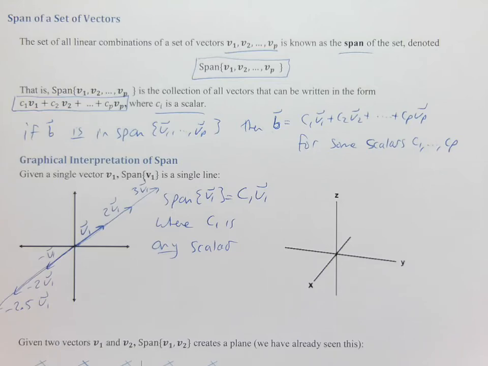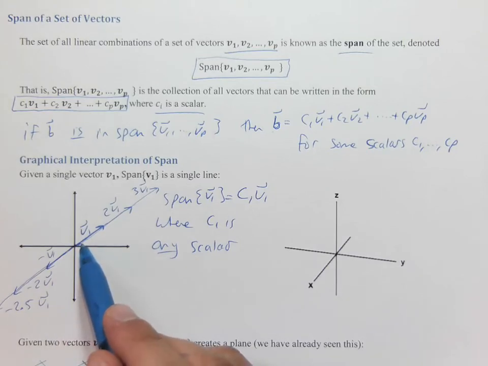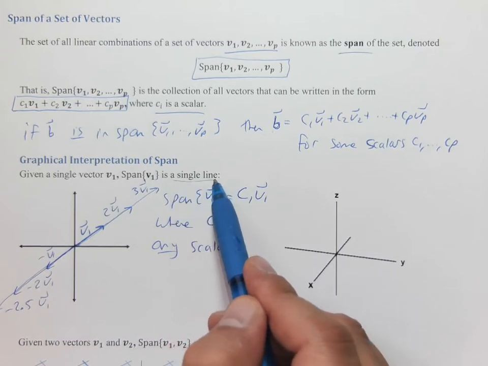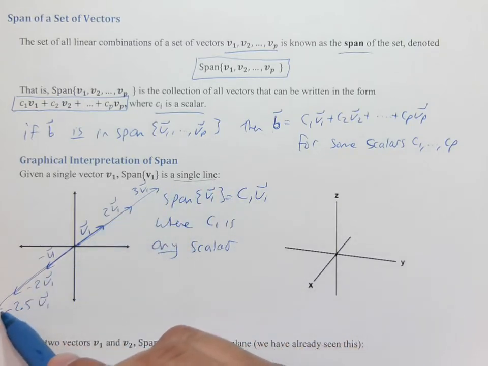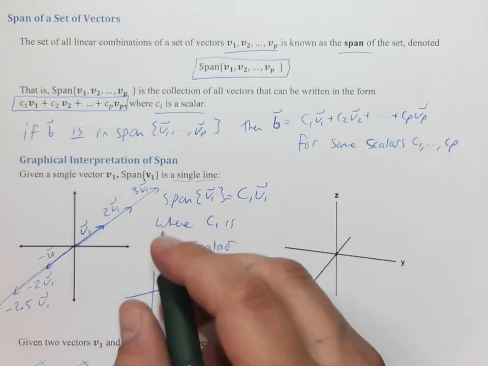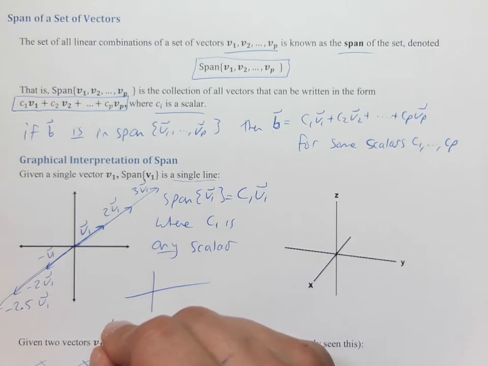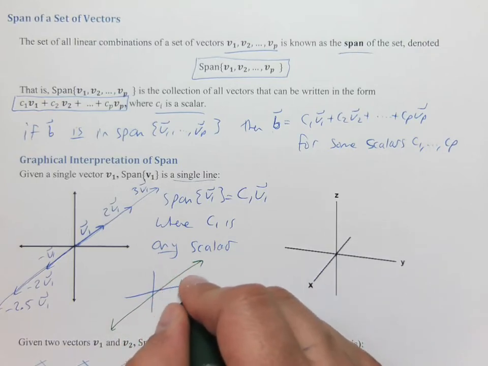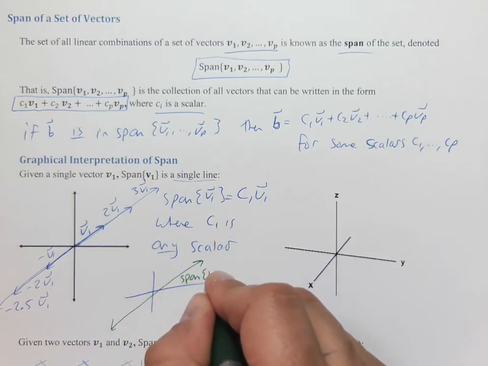Right? So if we take a vector v1 and we do the span of that, it just creates a single line, right? It just extends that vector in both directions. And so the span of that vector is the entire line. So let me just draw that down right here. Span of v1 would be this entire line. Everything on that line would be the span of v1.